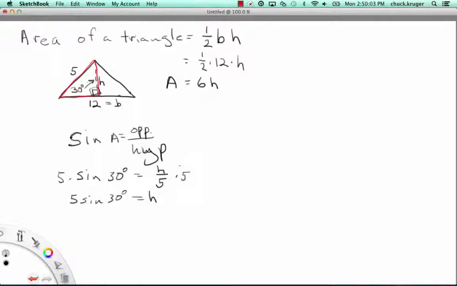So I could plug that in, and so I now have A is equal to 6 times 5 times the sine of 30 degrees. Well, that means my area, that's what my A really meant here, is 30 times the sine of 30 degrees, which is 1/2, so I get an area of 15. And that's how you can do that particular problem.